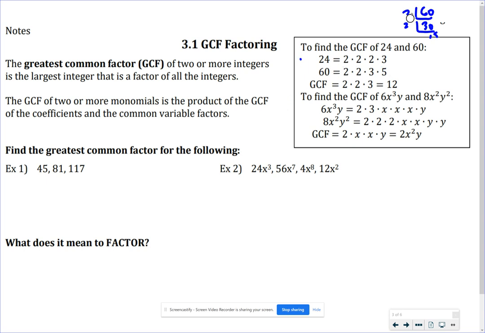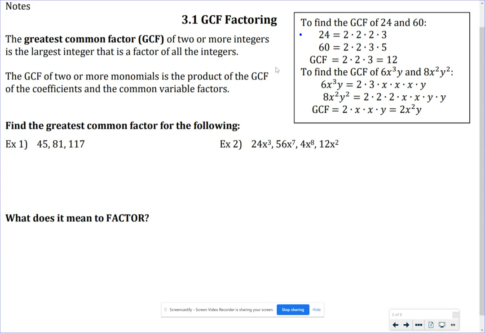Okay, let's dive into some examples where we have to go through the whole process. We have this example to help us out as well. Okay, so to find the greatest common factor for each of the following. So we have 45, 81, and 117, for example 1. So what we're going to do is take the 45 and find its prime factorization. So I'm going to take that 45, and I know it's divisible by 5. 45 divided by 5 is 9, and then 9 is 3 times 3. So 45 is 3 times 3 times 5. It's that product of primes.